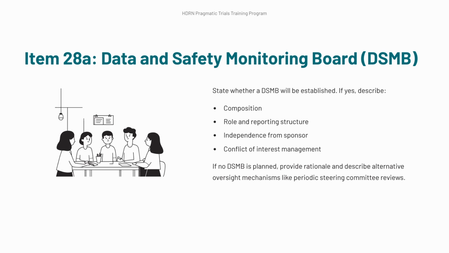That includes what data it will review, how safety events will be monitored, whether it can recommend continuing, modifying, or stopping the trial, how recommendations will be communicated, and how often it will meet. If details are captured in a separate charter, reference it. If no DSMB is planned, say so explicitly, justify why, and describe the alternative oversight approach, such as periodic steering committee reviews.